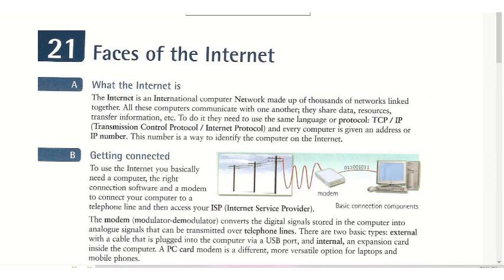Getting connected. To use the internet, you basically need a computer, the right connection software, and a modem to connect your computer to a telephone line, and then access to an ISP, internet service provider. The modem, modulator, converts a digital signal stored in the computer into an analog signal that can be transmitted over a telephone line.